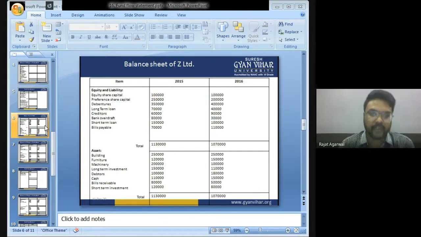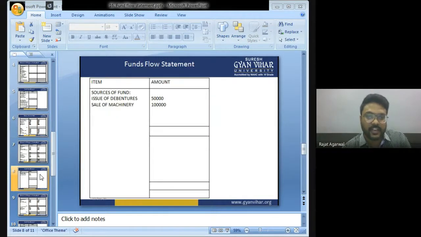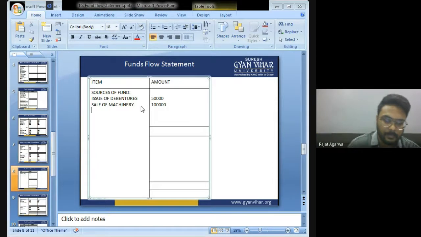Long-term investment was 1,50,000 in 2015 and 1,10,000 in 2016. So in the previous year, long-term investment was 1,50,000. Now in the current year, it is decreased to 1,10,000. It means we have sold the investment for 40,000. If we sell the investment, the fund will come. So it is a source of fund. Sale of investment 40,000.